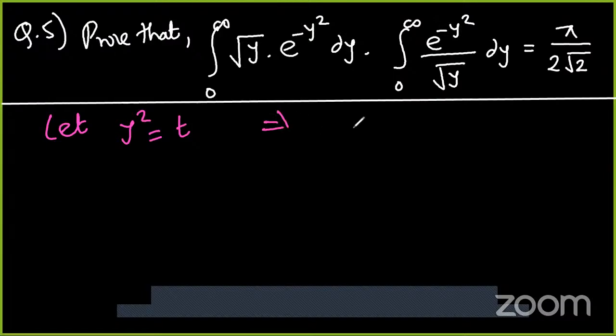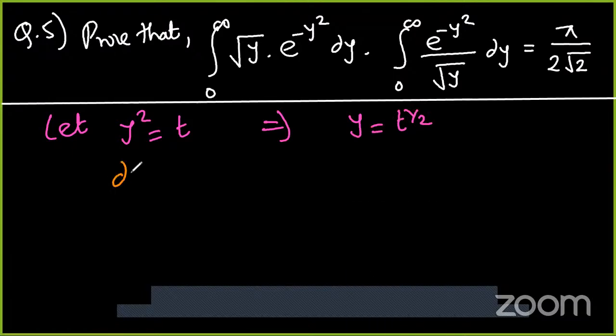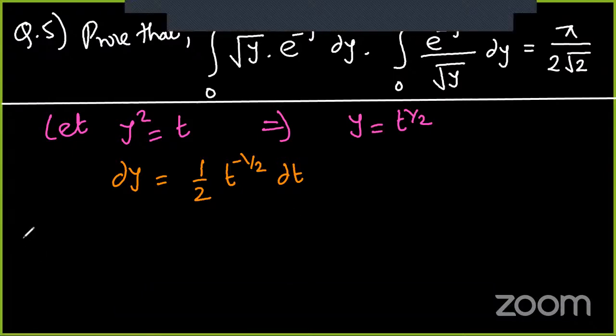So y is equal to t raised to 1 by 2, and taking the derivative, dy is equal to 1 by 2 t raised to minus half dt. So we have that. Now we'll consider I1 and I2, because both have the same form, so every time there's no need to take them separately. Just take I1, root y e raised to minus y square dy.